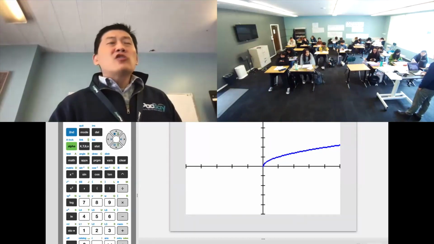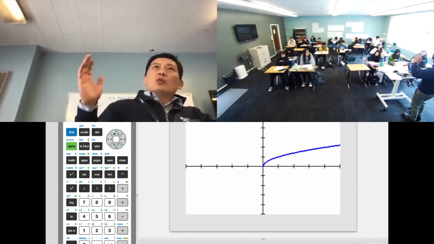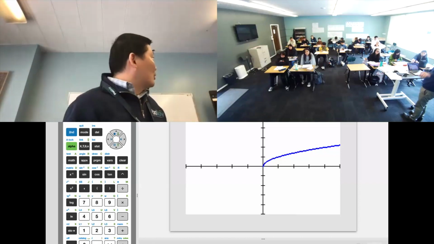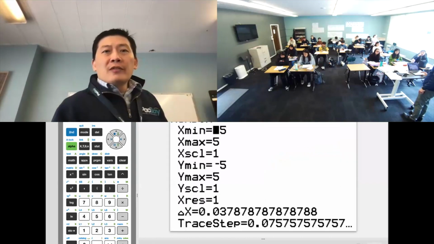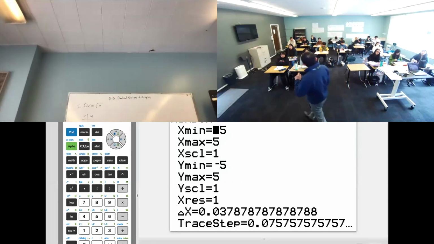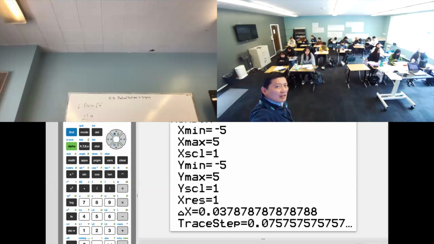You can actually change the range and the domain of the window by going to window. This button, window right here. When you press that button, you are telling your calculator screen what to display. What this is set up to display is -5 to +5 for the x, and then -5 to +5 for y, and every little marking is 1 unit.